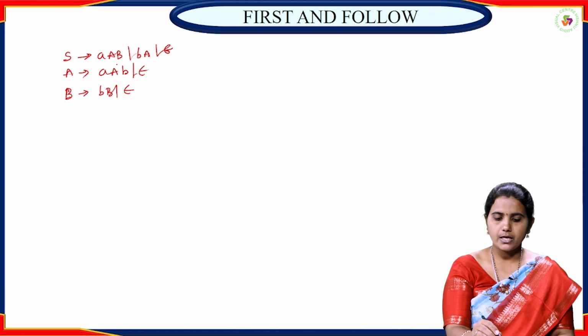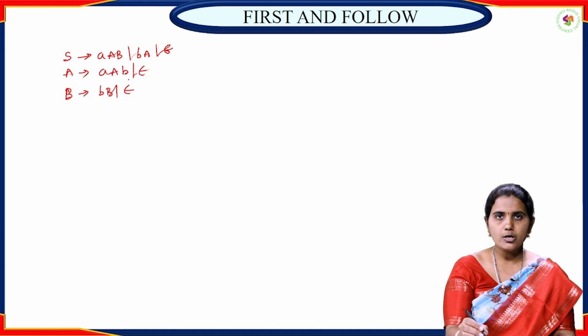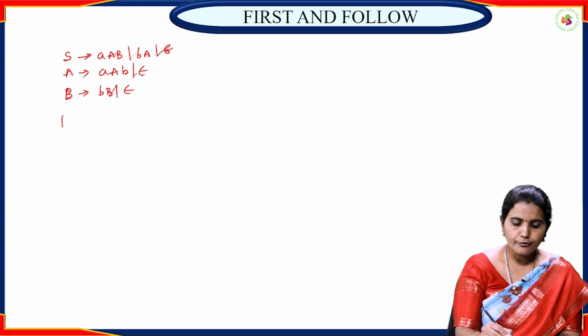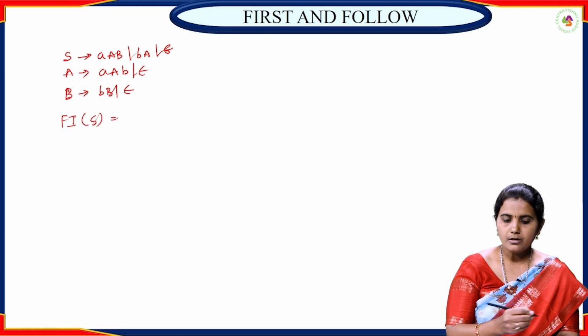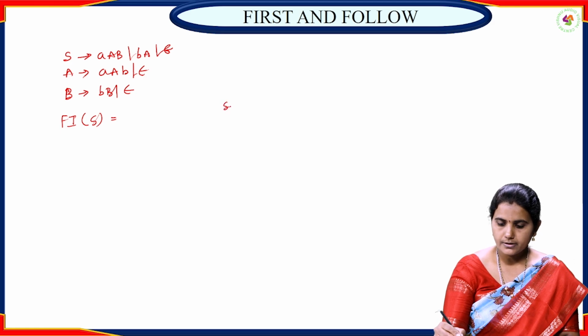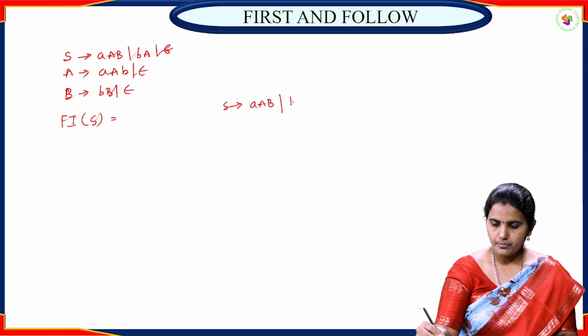S implies A B, B A, or epsilon. A implies A B or epsilon. B implies B B or epsilon. Now you can find the first of S. Then go for the S productions: S implies A B followed by B A, or epsilon.